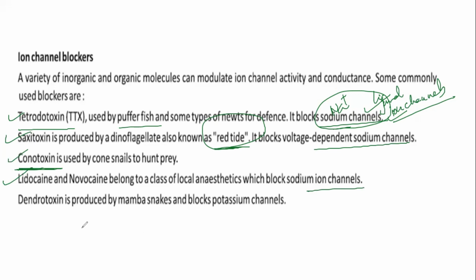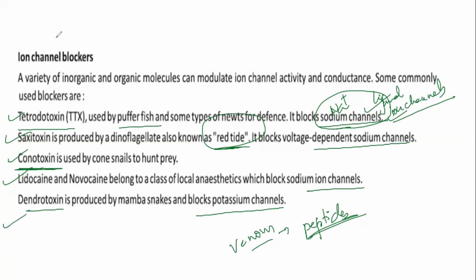Then dendrotoxin. This is tetrodotoxin. This is dendrotoxin, which is produced by mamba snakes and blocks the potassium channels. So if you see, ये जो snakes रहते हैं, इनके जो venom होते हैं, okay, the venom is nothing but peptides. They are peptides only. So these peptides can go and block the sodium channels or potassium channels. Hence, because of which what will happen, the person dies immediately, अगर उसको जल्दी से नहीं निकाला तो.